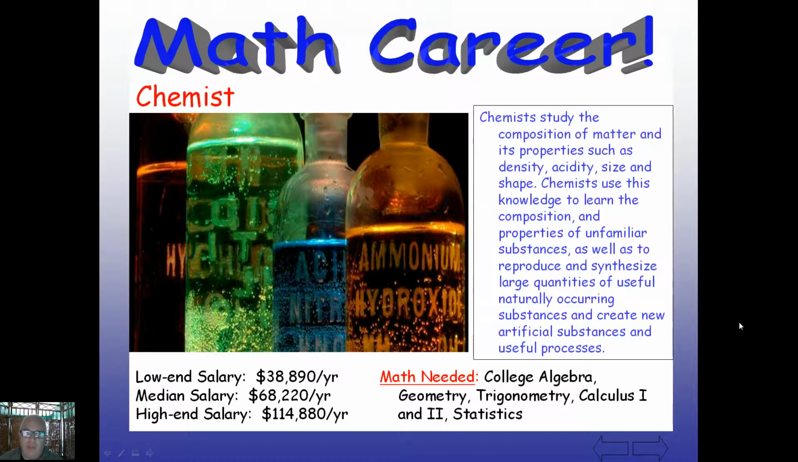One thing we'll look at each time is a math career, and here's one for you today. The chemist. The chemist you can see down here. Of course, chemists study composition of matter and its properties such as density, acidity, size, and shape, and so on. You can read this if you'd like. Just press pause there and you can read all about it. You can also see the salary. They give you a low, a median, and a high-end salary there, which is pretty generous. And you can also see the higher-end math that you need there to go into chemistry. Pretty rewarding field there if it's something you enjoy doing.